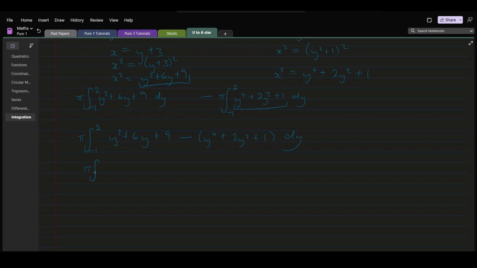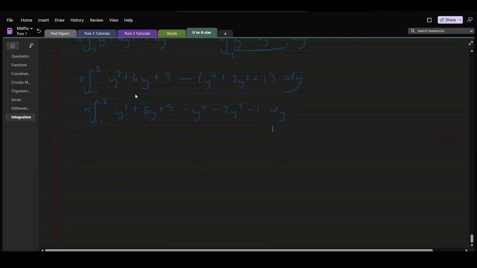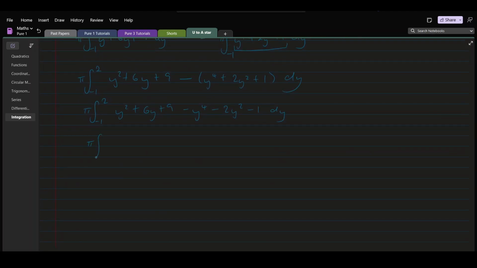So that's pi the integral from -1 to 2 of y squared plus 6y plus 9. Let's expand that. That's minus y to the 4, minus 2y squared, minus 1 with respect to y. Simplify like terms. So we end up with pi, the integral from -1 to 2 of negative y to the 4, and then y squared minus 2y squared gives us negative y squared, and we have plus 6y over here, and then 9 minus 1, which gives us a positive 8, and this is with respect to y.